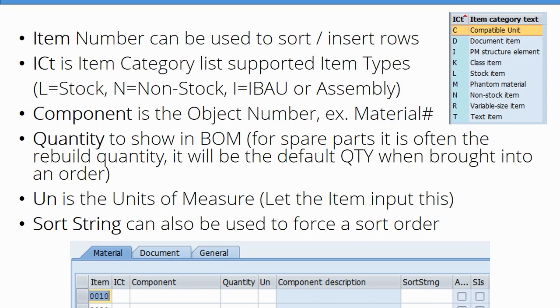I is for eyeball. It's an assembly, a virtual part. It's not really a material in inventory.